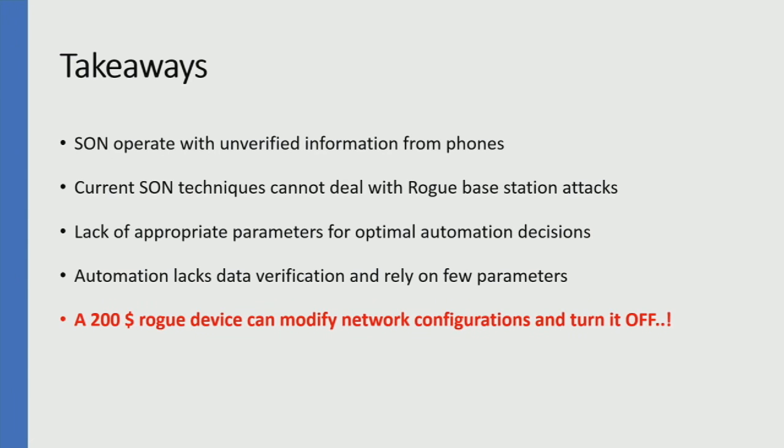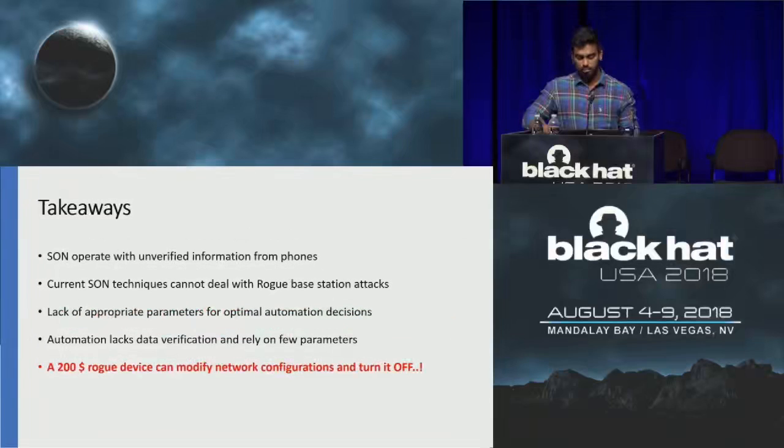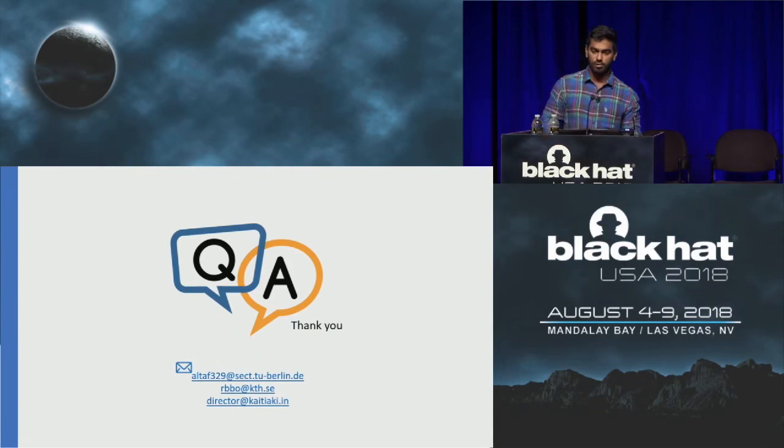And then the last thing I would say: a device like a $200 rogue base station can actually modify network configurations, and in certain cases it can turn the base station off. This is something serious, and I'm happy that it's being handled in the right way in the mobile network community. So yeah, I'm open for questions. Thank you.